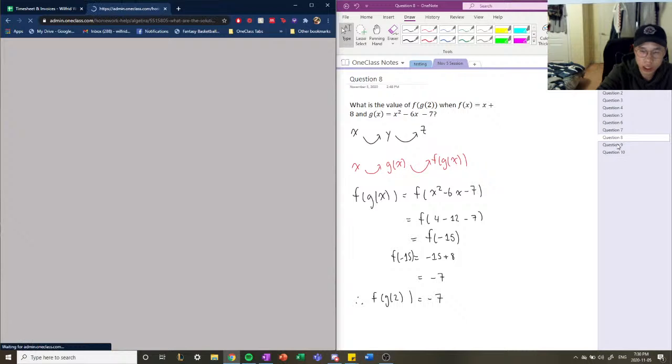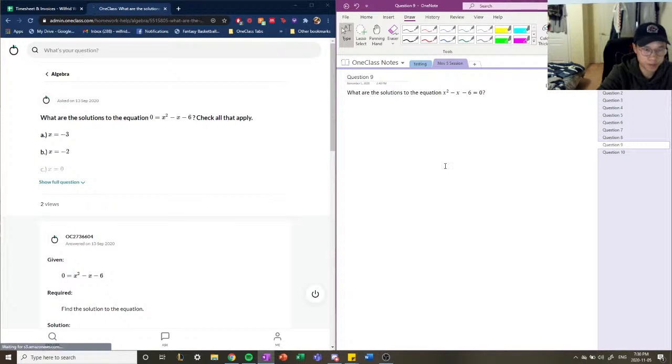Alright, the next question, question number 9. Before we talked about grouping, and now this is a classic factoring question. The question reads, what are the solutions to the equation 0 equals x squared minus x minus 6? We're finding the solutions of this quadratic equation, and we're going to use cross multiplication to solve this.